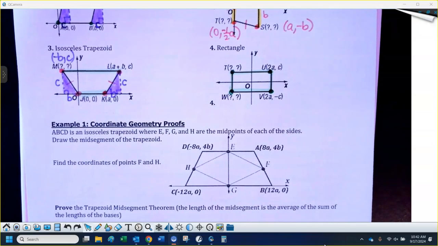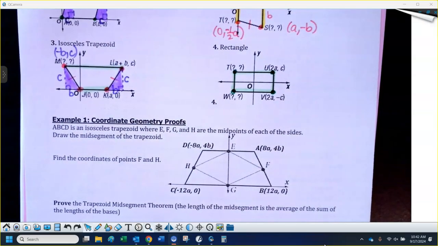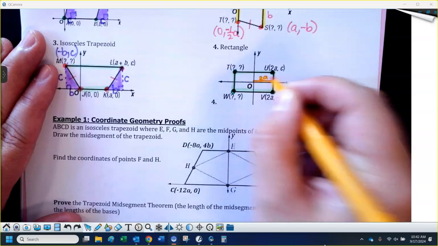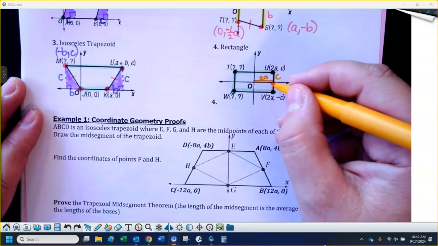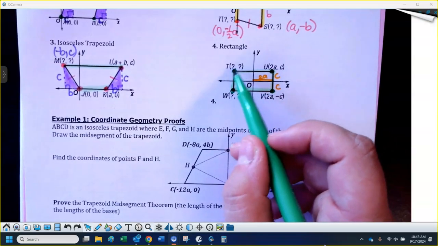Can anybody tell me what point T should be? What do we think? What should point T be? If you want to go back to the points they give you real quick, to get to U, you're going over 2A, and then you go up C. If you do the point V, you go over 2A, and you go down C, which is why you have a negative in front of the C coordinate. If you go right or if you go up, those are positive directions. If you go left or you go down, those are negative directions. So if this is a rectangle, what would point T be over here in this quadrant?